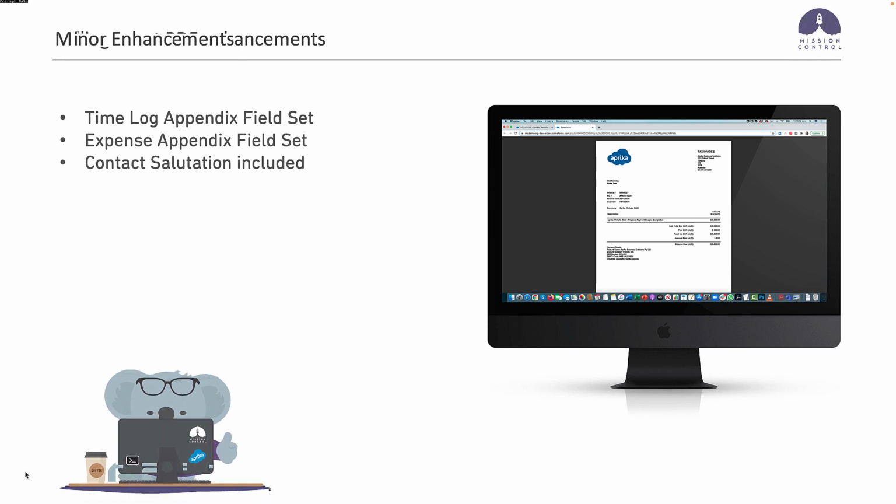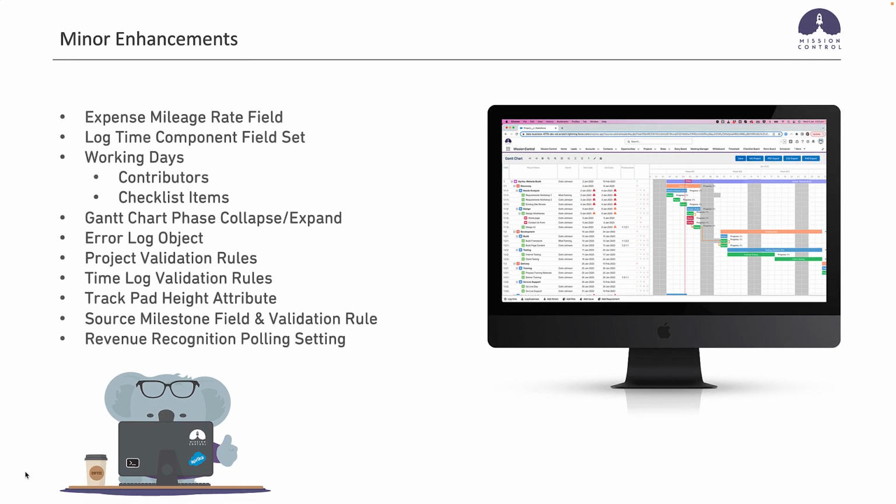And then some minor enhancements. So the expense mileage rate. There's been a change to how that works. Previously, it was a field that was entered on the role record, and all expenses that were related to mileage would reference that field. Now, obviously, over time, you might change that value on that role record, and if that changes, it would retrospectively go back historically and change the rates for all of the existing expenses.